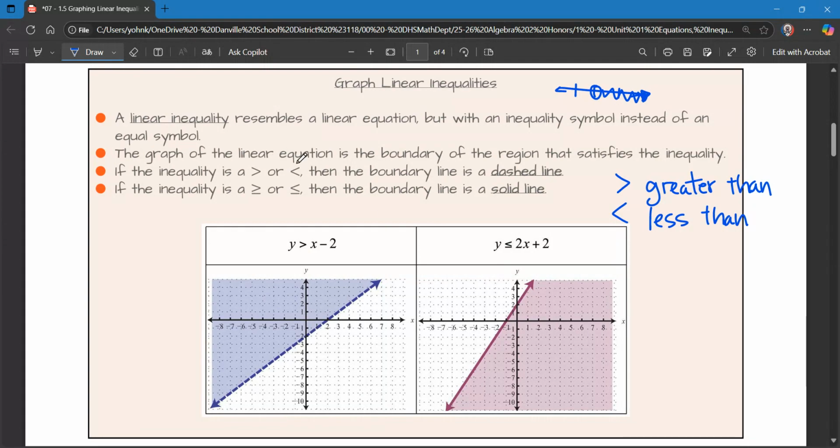If it's a greater than or a less than symbol, then we're going to draw this boundary line using a dash. If it's a greater than or equal to or less than or equal to, then we're going to use a solid line, just connect the dots like a normal line. We're also going to think about whether we are shading above or below. If it's greater than, you can think of this as above the line. If it's a less than symbol, you can think of this as below the line. It depends which way the graph is tilting as to what above or below will be. So let's take a look.